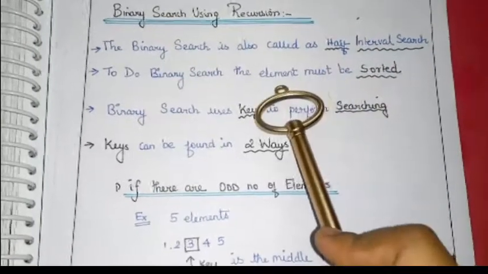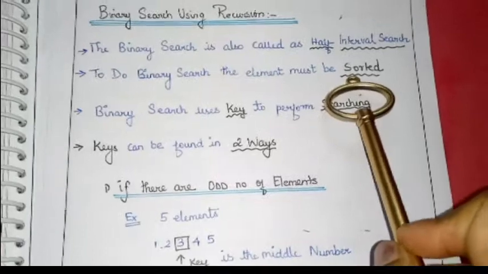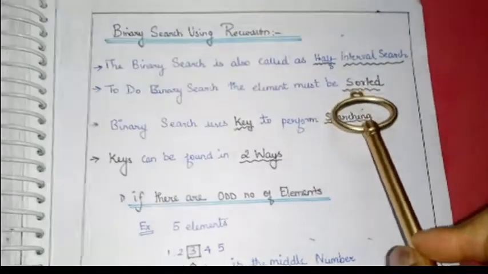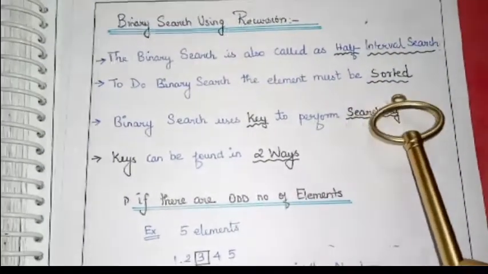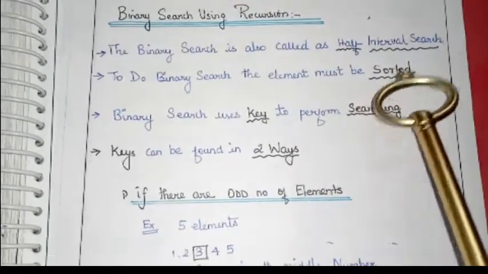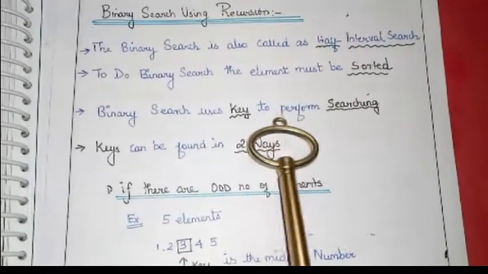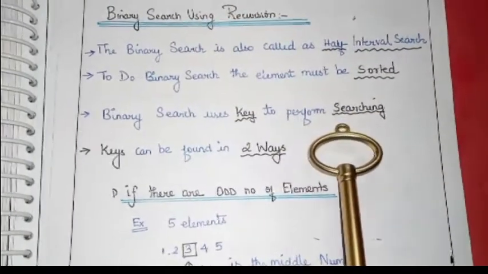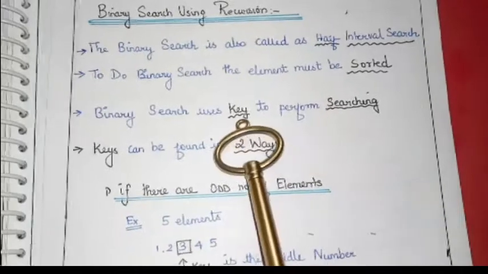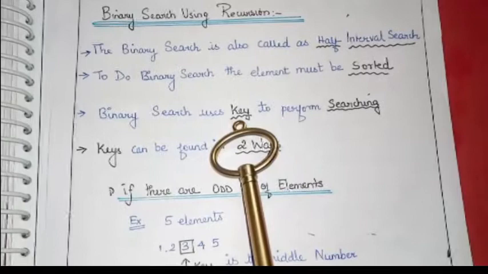To do binary search, the elements must be sorted. This is another important point. Only in a sorted array of elements can you do a binary search. Remember that. The next point is that binary search uses a key to perform searching. The key is nothing but the mid value of the elements.